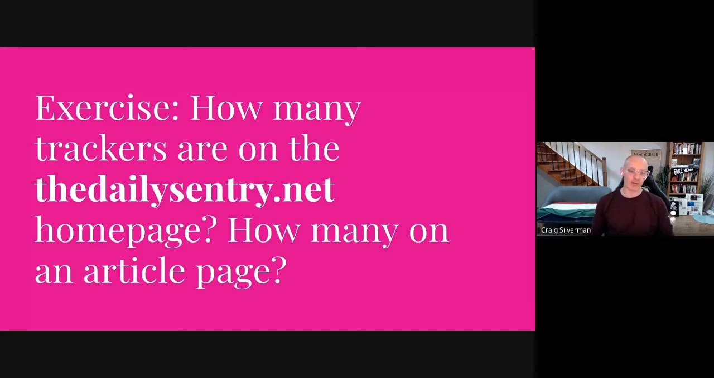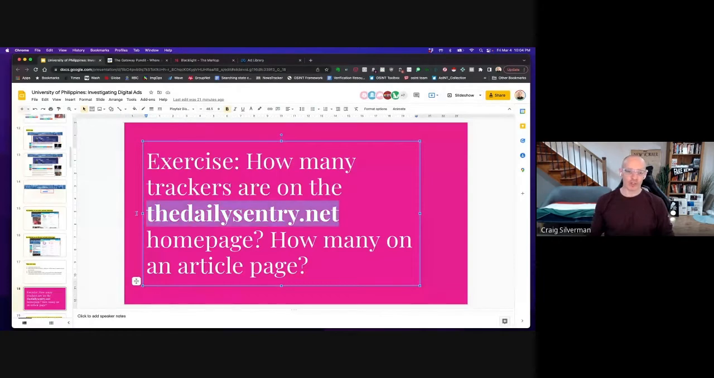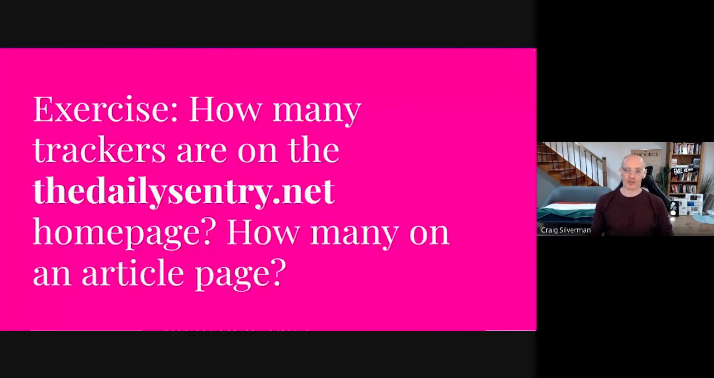So if you want to do that right now, I'll drop the URL into the chat. Just a really quick, super easy, super fast exercise. As long as you've got Ghostery installed, there we go, dailycentury.net in the chat. How many trackers are on the home page? How many trackers are on the article page when you go and visit it? All right, so let me just keep an eye on the chat here. Go ahead and try that. I'm gonna have a sip of water.